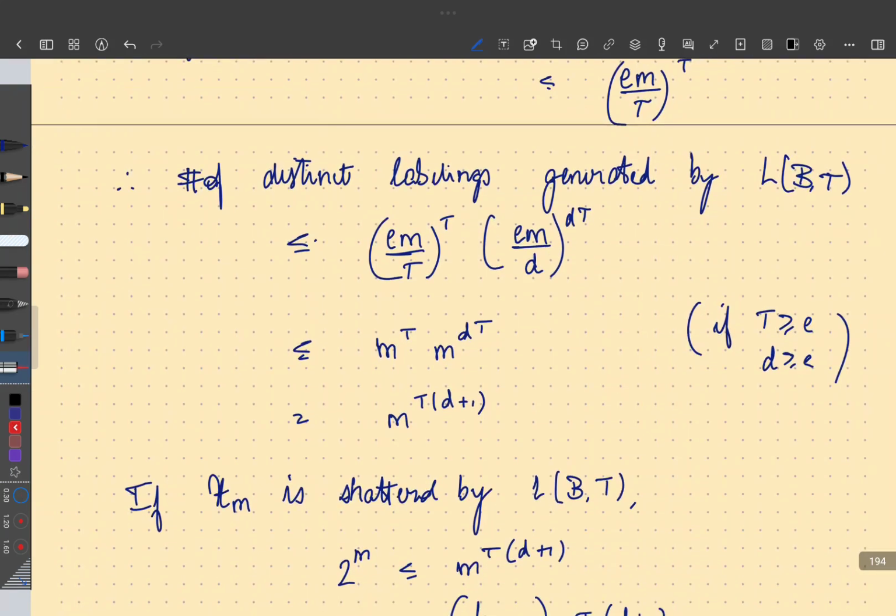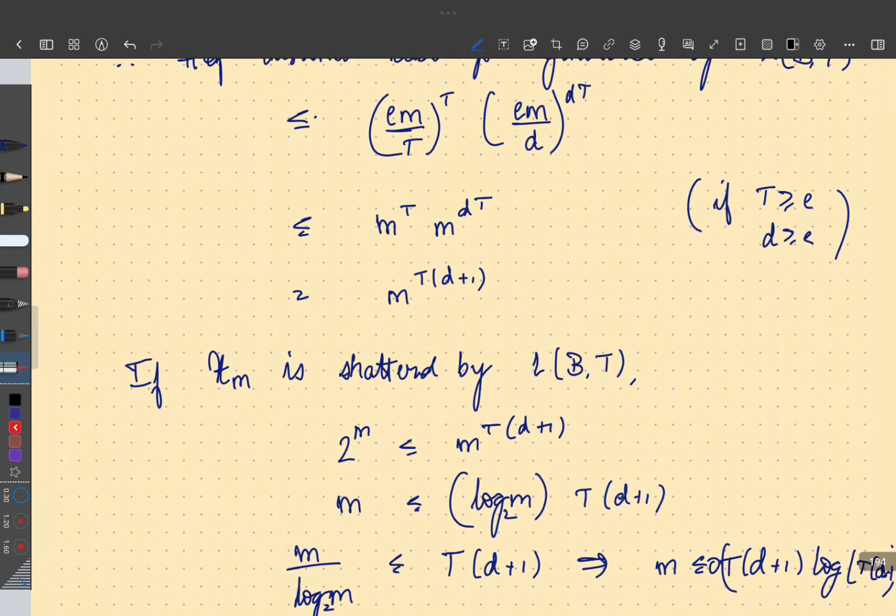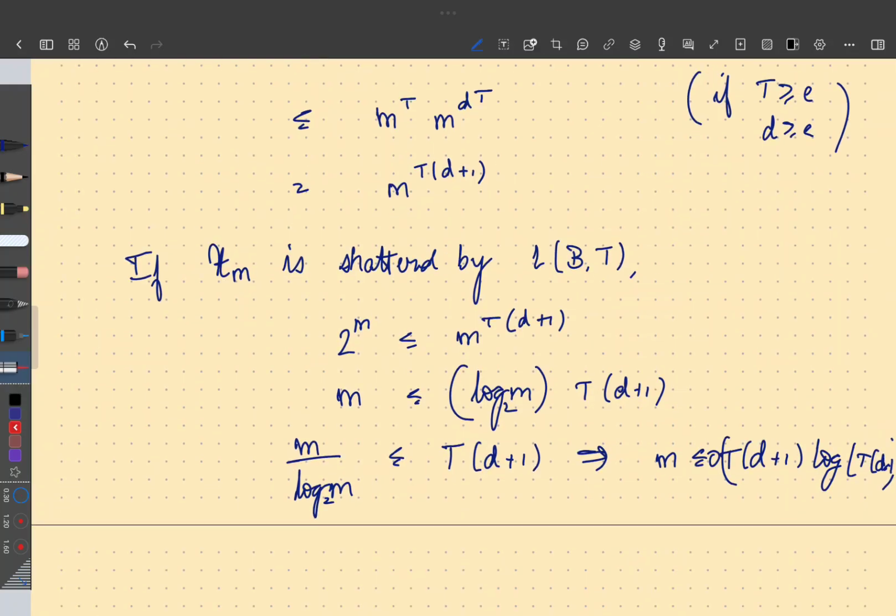And the product of those two simplifies to at most m raised to t times (d plus 1). And since the number of possible labelings we can get is 2 to the power m, because it's a set that is shattered by L, 2 to the power m cannot exceed m to the power of t times (d plus 1), and that's how we get m less than or equal to some constant times t times (d plus 1) log of t times (d plus 1).